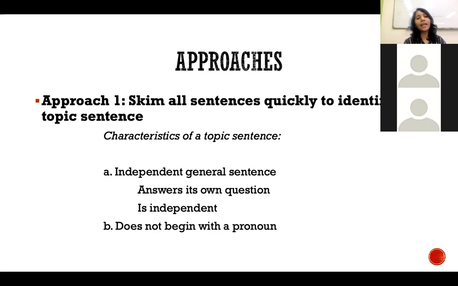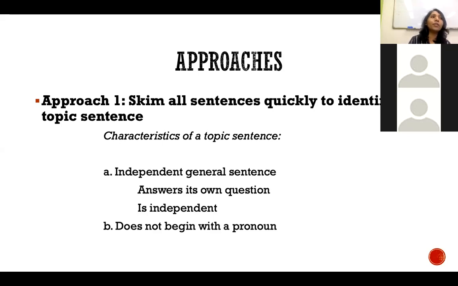So what is the characteristic of a topic sentence, or how do you identify a topic sentence? This is what a topic sentence is going to look like. First of all, the topic sentence is going to be independent, devoid of depending on any other sentence, and it answers its own questions. That means it will not have pronouns, because if it says "this table," you'll ask which table, right? So it says something like "a table is made out of wood." It answers its own question and is not dependent on any other statement to complete its information.